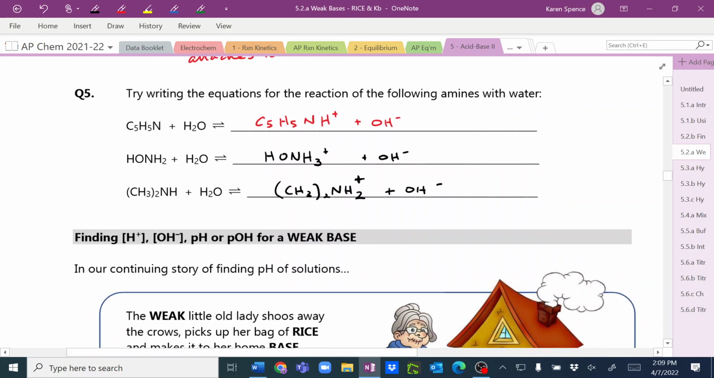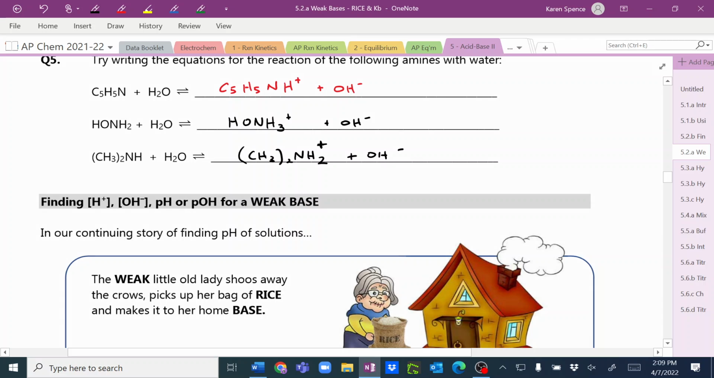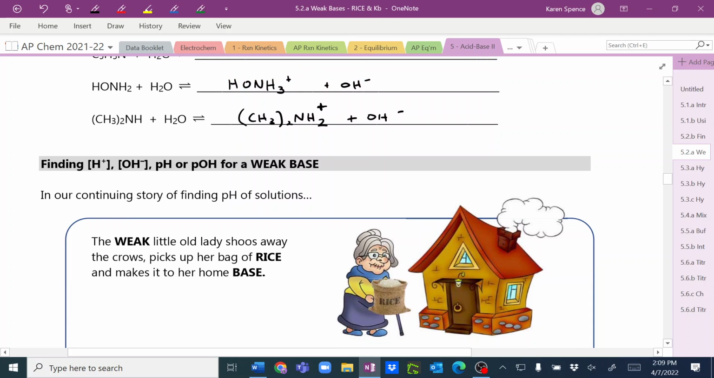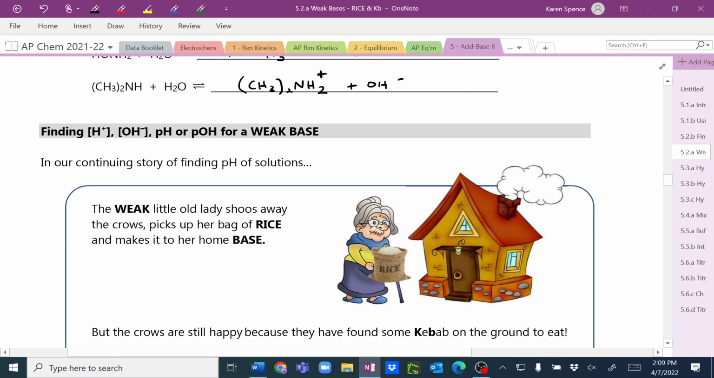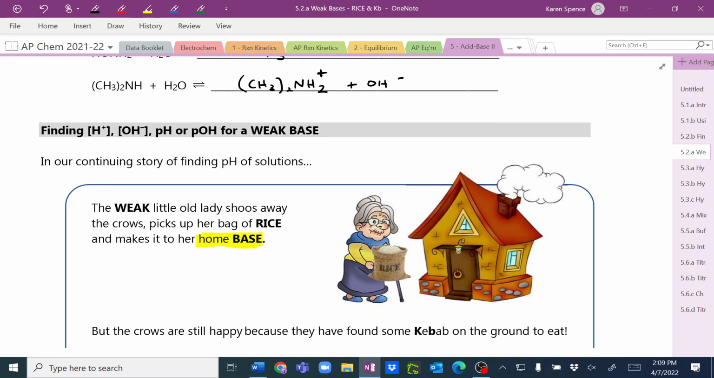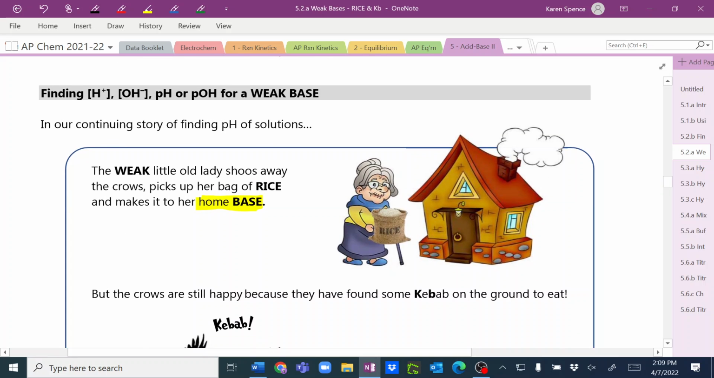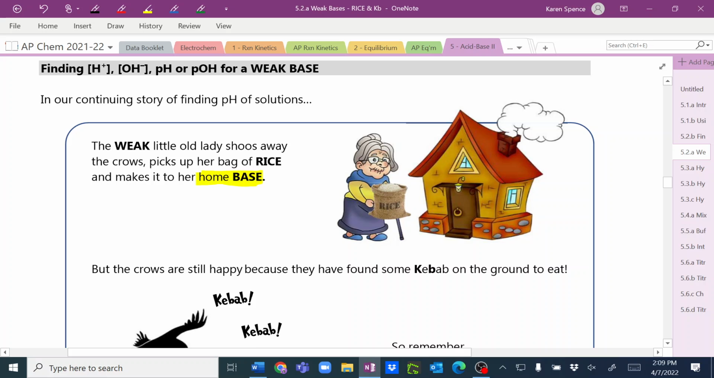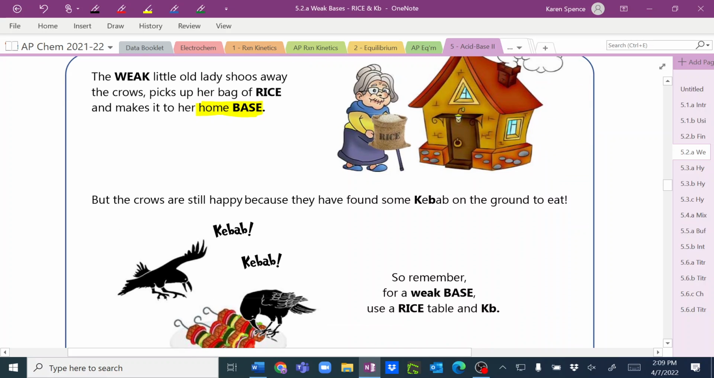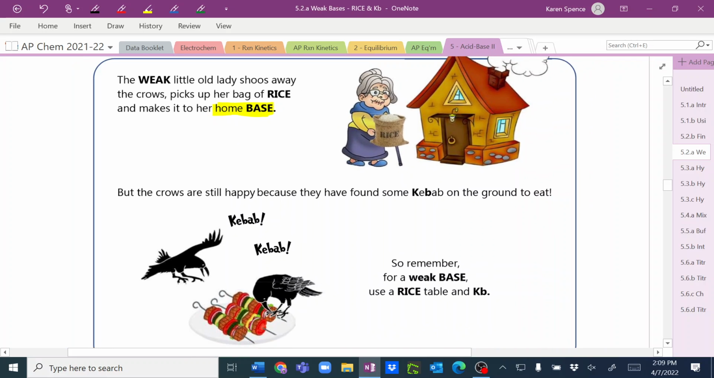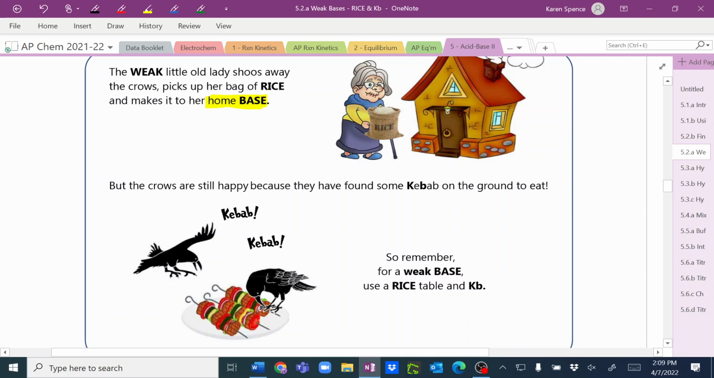Now, in our continuing story of finding the pH of a solution, the little old lady is back. She's going to her home base. Ha, get it, base? She's going to her home base. So she has shooed away the crows, she's picked up her bag of rice, and she's made it to her home base. But the crows are still happy because they found some kebab on the ground to eat. Look at that, they've got their little kebab, kebab, kebab.